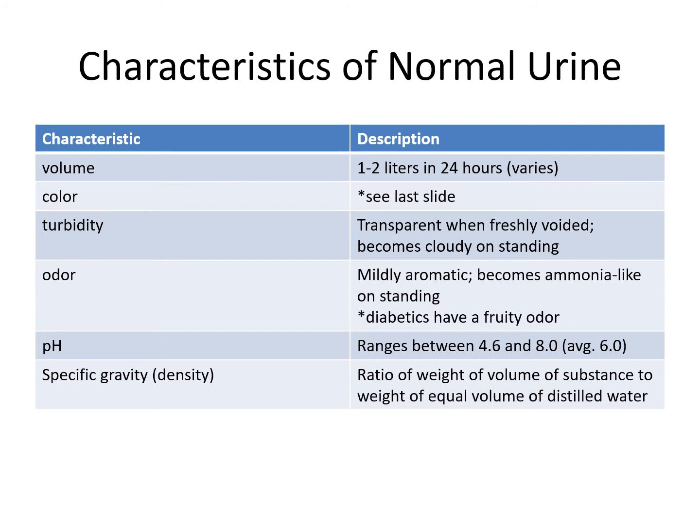The pH of your urine is going to range between 4.6 and 8, so it is going to be on the more acidic side. And the density of your urine is the ratio of the weight of a volume of substance to the weight of the same volume of distilled water. So we are just comparing it to distilled water.